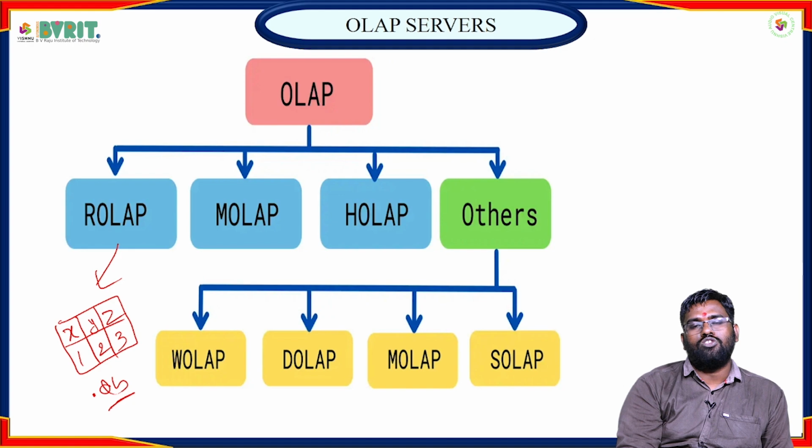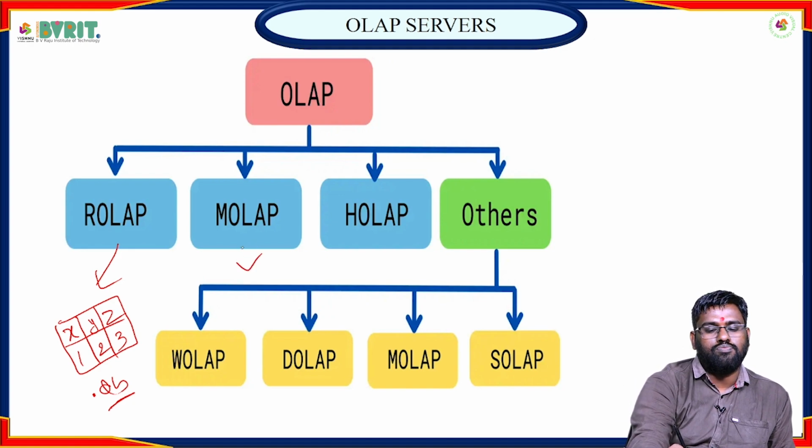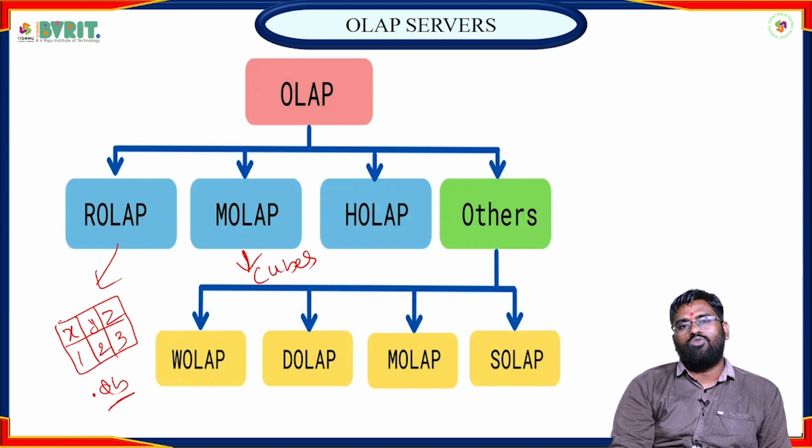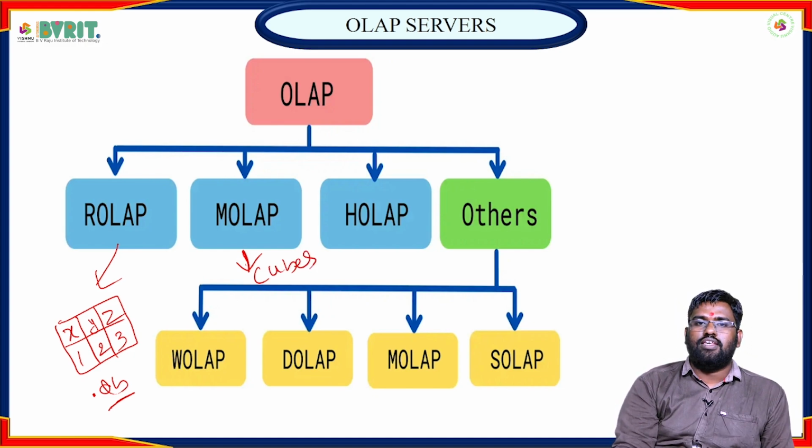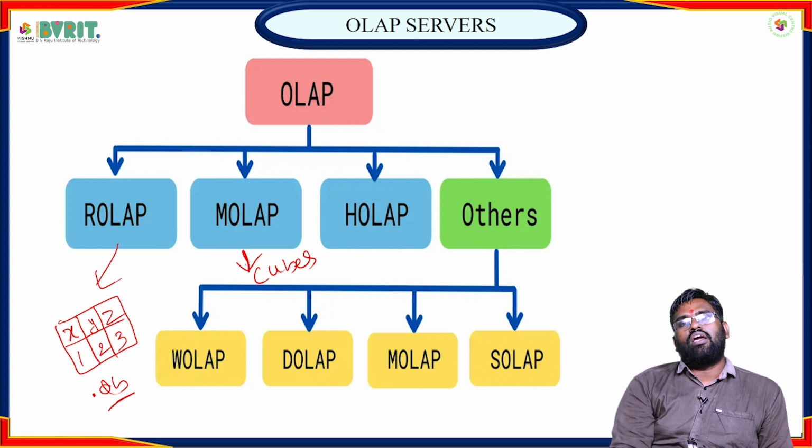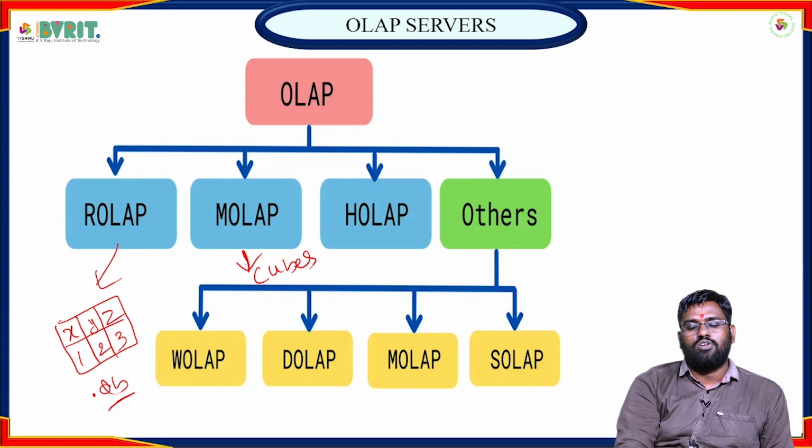Coming to MOLAP, Multi-Dimensional Online Analytical Processing. Multi-dimensional means it is used to represent the OLAP cubes. Cube means we need to show the given data in the form of x-axis, y-axis and z-axis. And the next one is HOLAP. HOLAP means hybrid OLAP. Hybrid OLAP is a combination of relational OLAP plus MOLAP. It is used to show all the relational structured data tables, and it is used to show the given data in the form of multi-dimensional data cubes. That means we show the data in the form of x-axis, y-axis and z-axis. That is HOLAP.